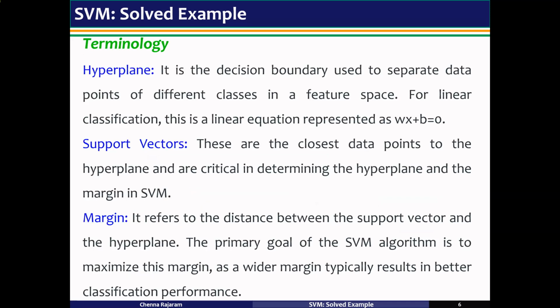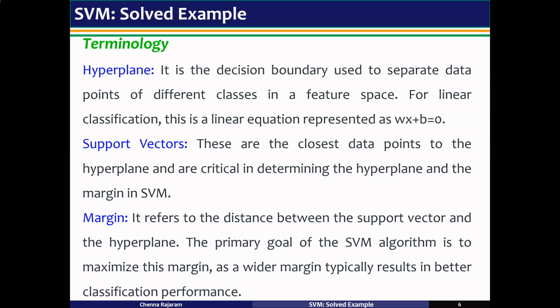The terminology that we use in support vector machines is as follows. Hyperplane. It is a decision boundary used to separate data points of different classes in a feature space. For linear classification, this is the linear equation represented as Wx plus b equal to 0. Support vectors. These are the closest data points to the hyperplane and are critical in determining the hyperplane and the margin in SVM. Margin. It refers to the distance between the support vector and the hyperplane.